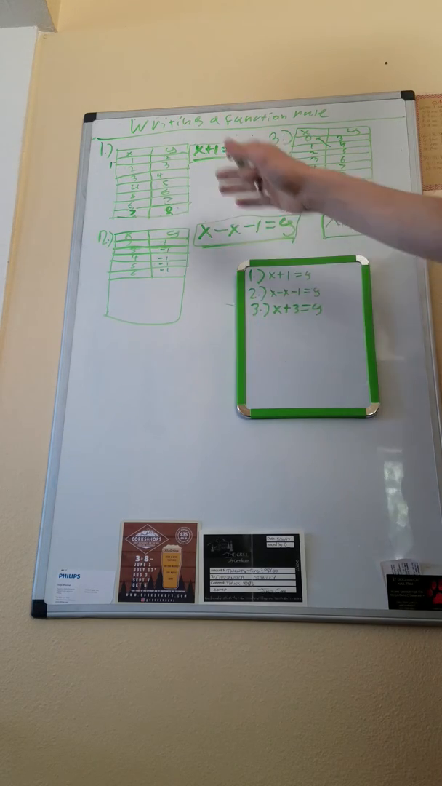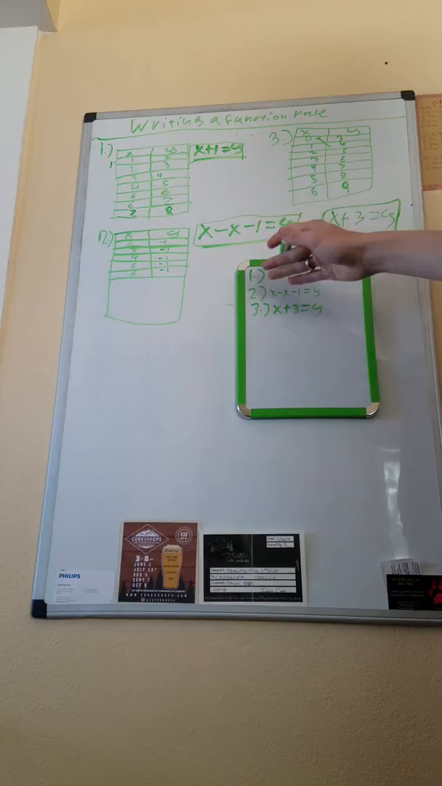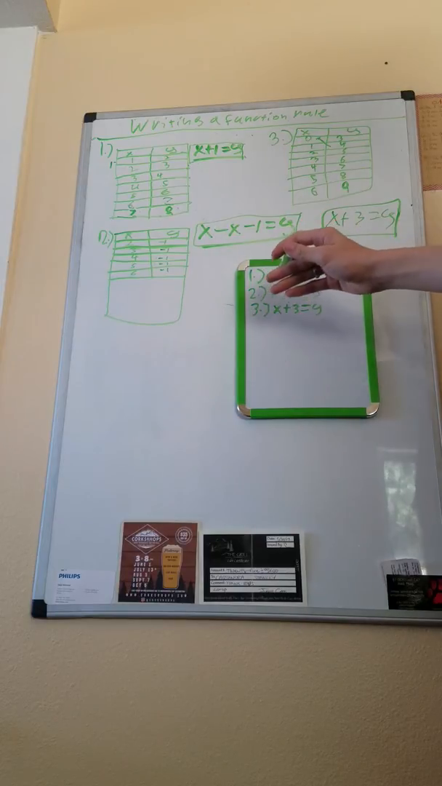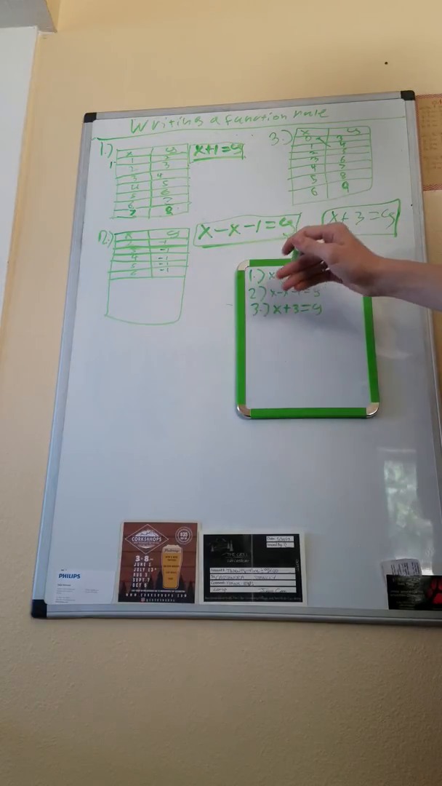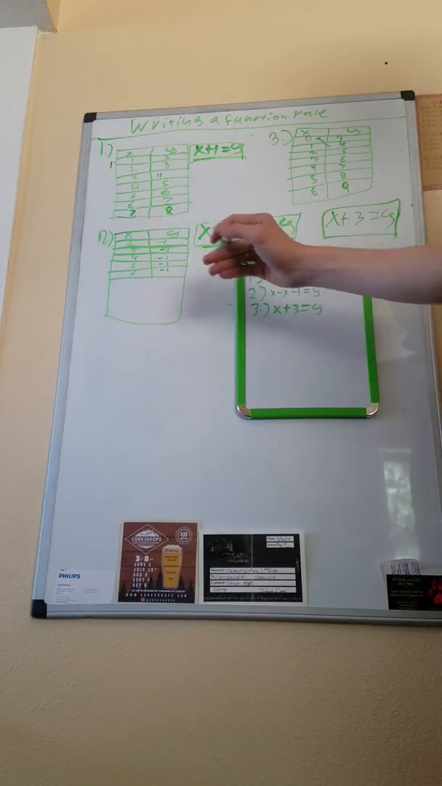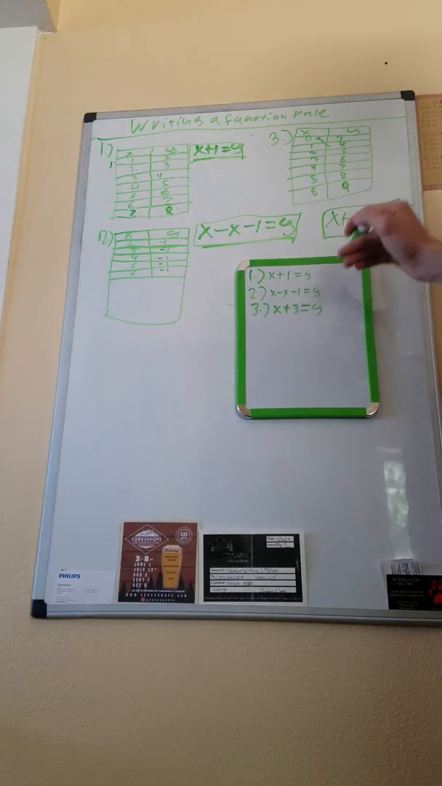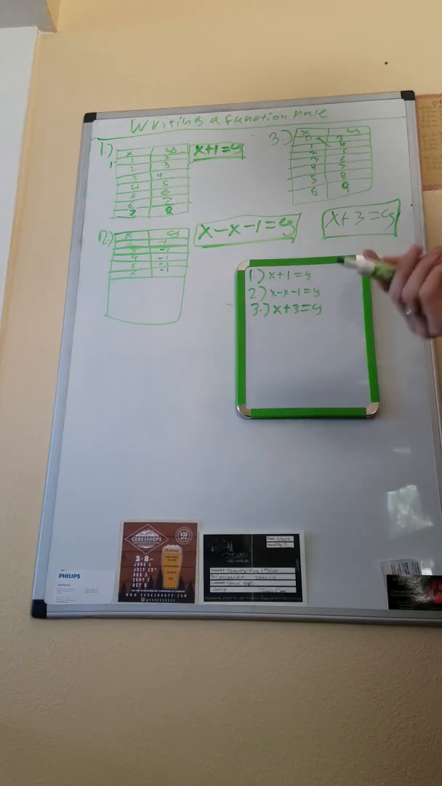Okay, so we got 1 is x plus 1 equals y, and then 2 is x minus 1 equals y, and then x plus 3 equals y. So yes, that is correct, and this is how to write a function rule.